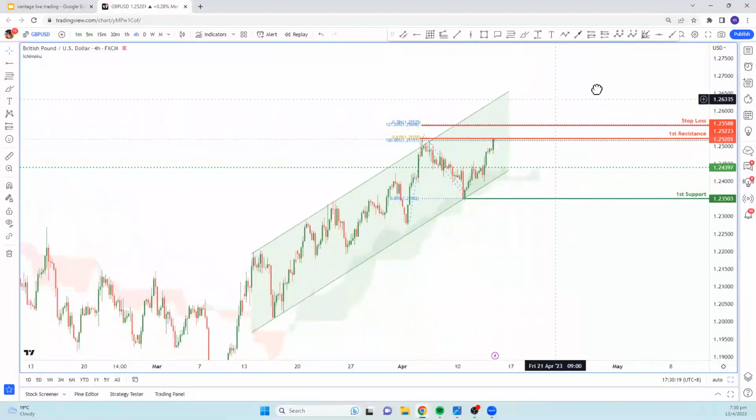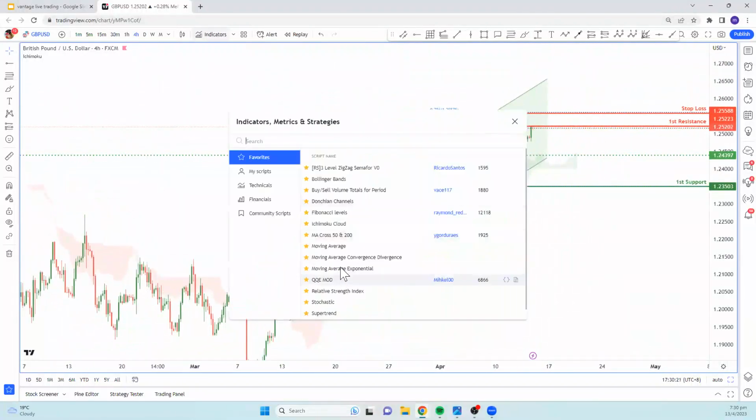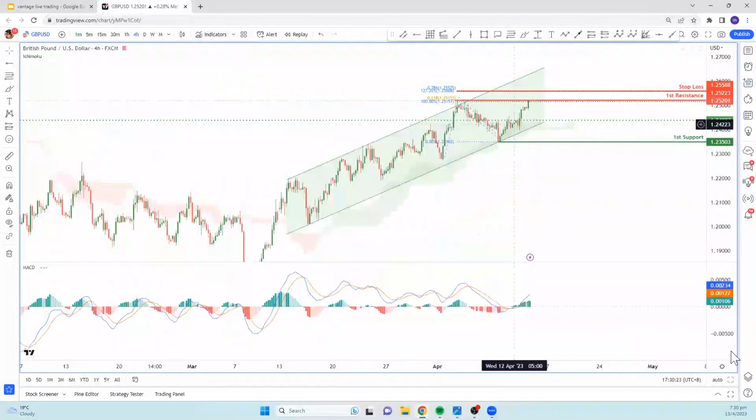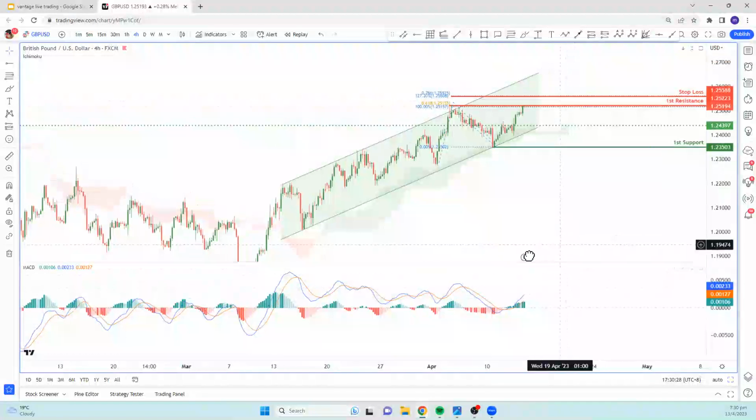So let's pull out another indicator. Here we have MACD also giving us a bullish signal.